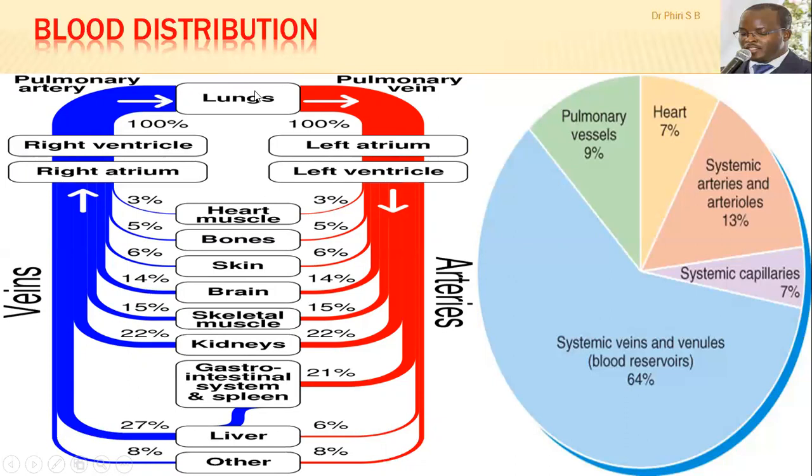So after oxygenation or gaseous exchange, you are losing carbon dioxide, you are gaining oxygen. So the oxygen is the one that is binding to the hemoglobin. Then this oxygenated blood now has to return back to the heart. So via the pulmonary vein, the oxygenated blood now will move to the left atrium. Then from the left atrium, this 100% of blood will move to the left ventricle.